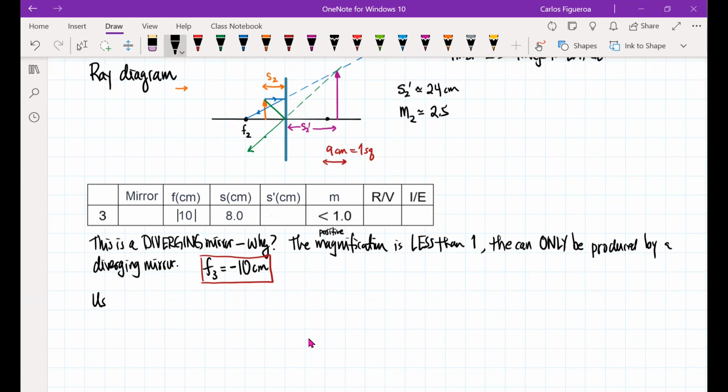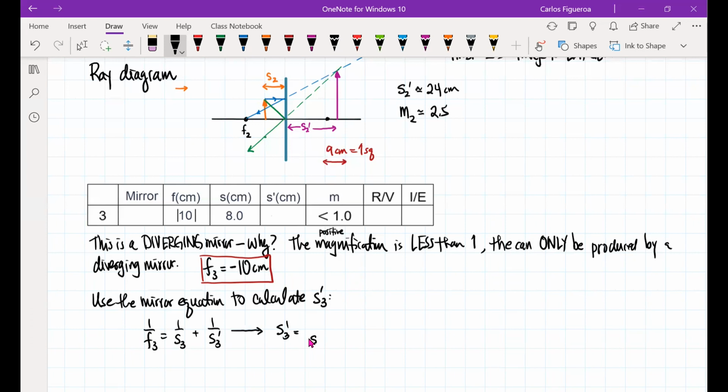So then I'm going to use the mirror equation to calculate S3 prime. So then I'm going to have 1 over F3 equals 1 over S3 plus 1 over S3 prime. I'm going to isolate S3 prime. So this will be S3 minus F3, S3 times F3.